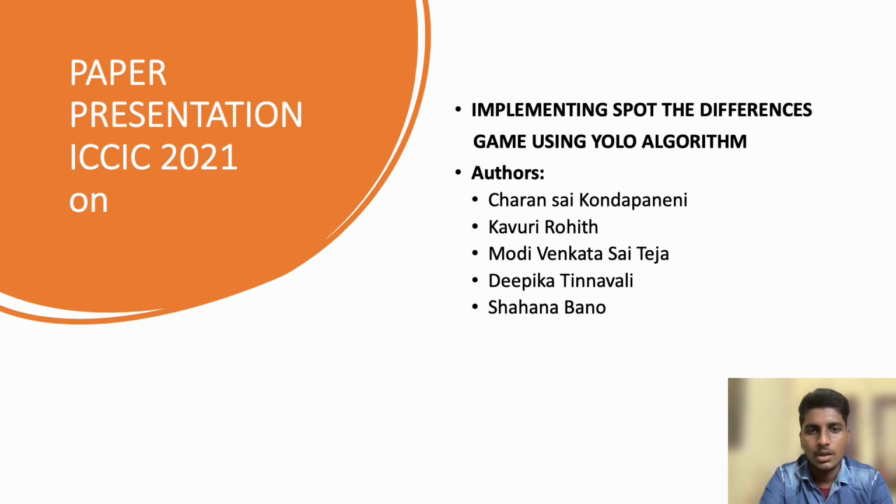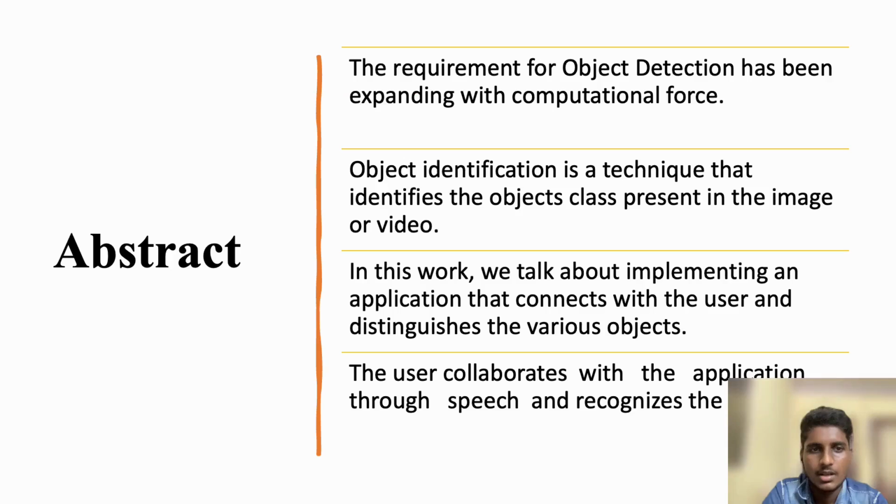Today I am going to talk about implementing spot the differences game using Yolo algorithm. The requirement for object detection has been expanding with computational force. Object identification is a technique that identifies the object's class present in the image or video. In this work, we talk about implementing an application that connects with the user and distinguishes the various objects. The user collaborates with the application through speech and recognizes the image.